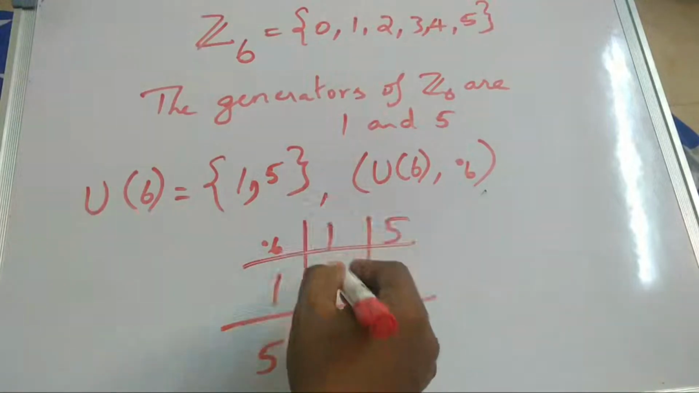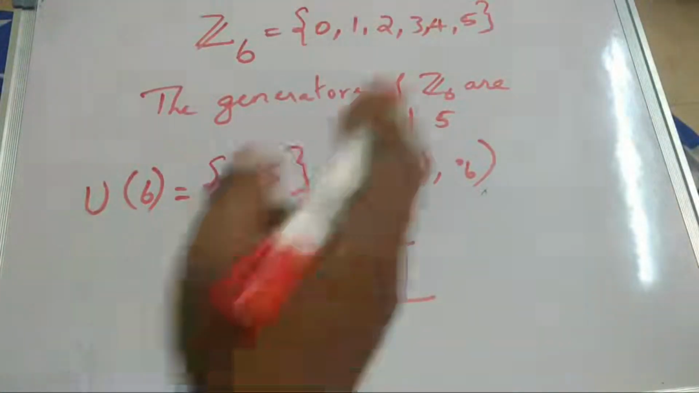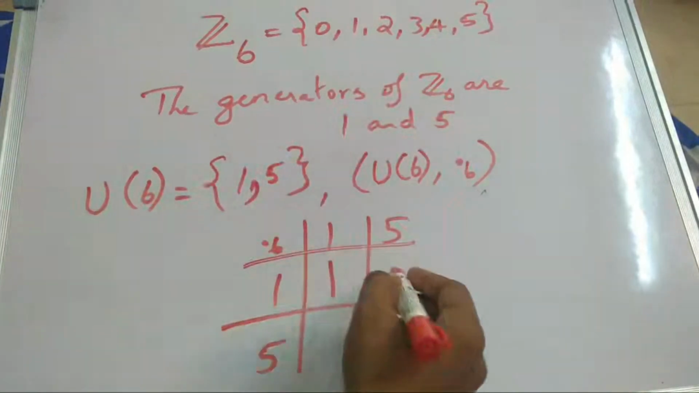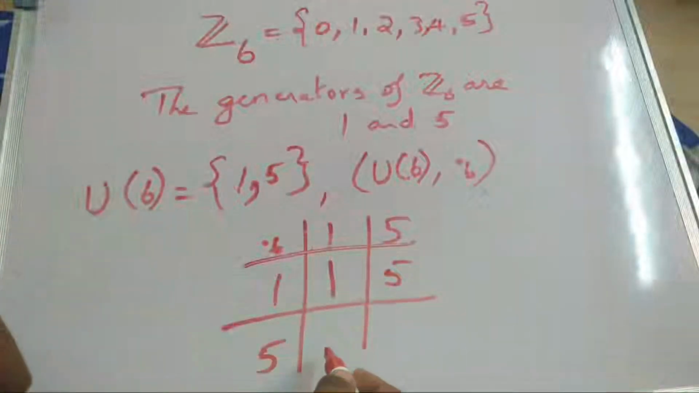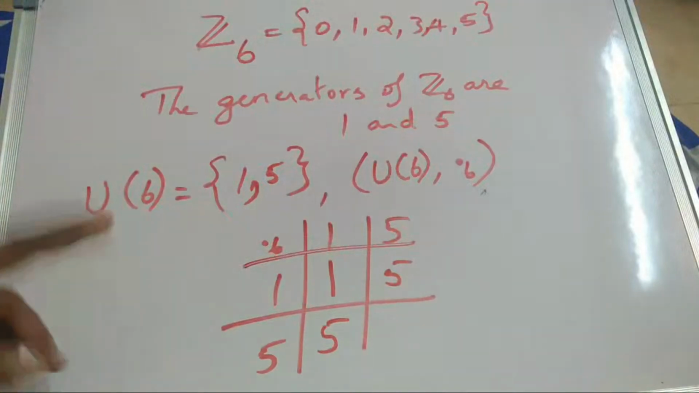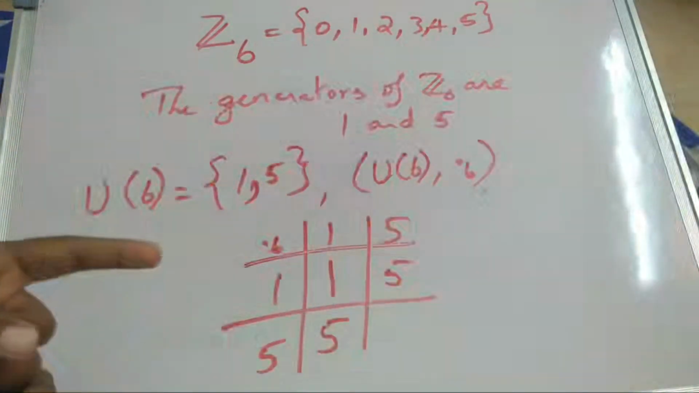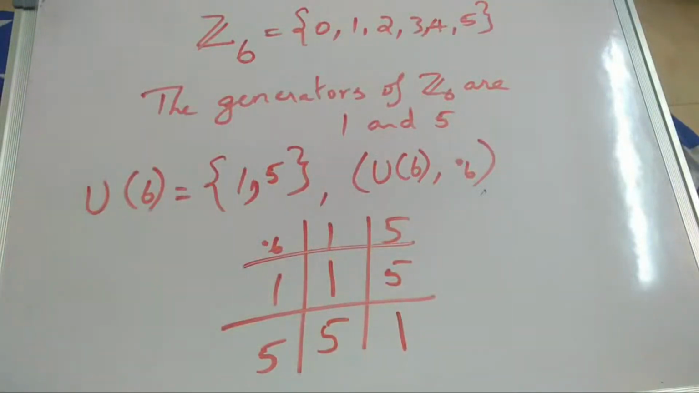We multiply those 2 elements and read it using mod 6. So 1 into 1 is 1. With respect to mod 6, it is 1. 1 into 5 is 5. With respect to mod 6, it is 5. 5 into 1 is 5. With respect to mod 6, it is 5. And 5 into 5 is 25. With respect to mod 6, we get 1. Fine.